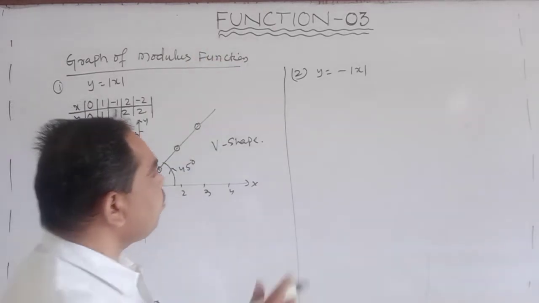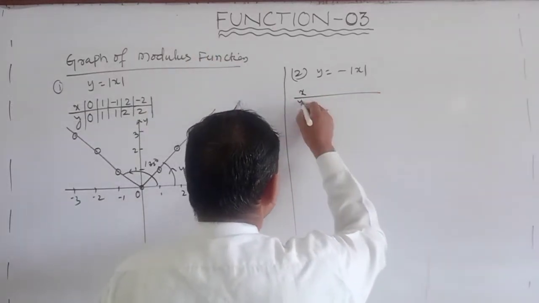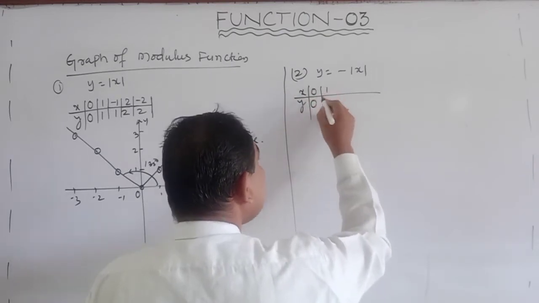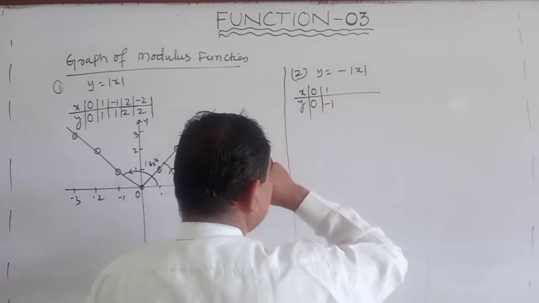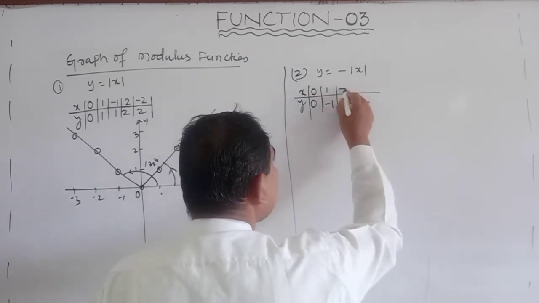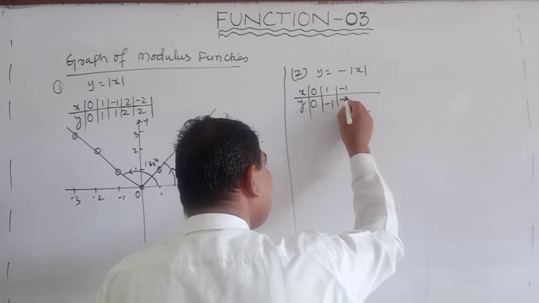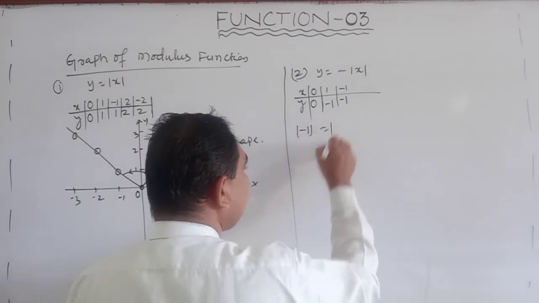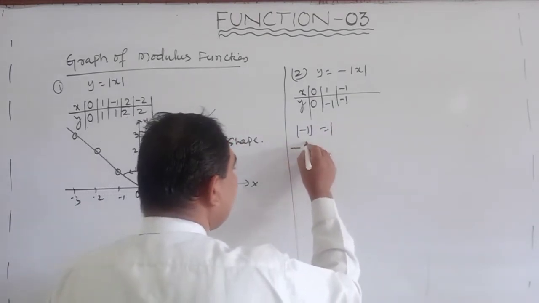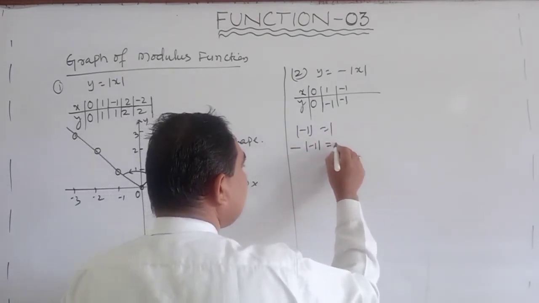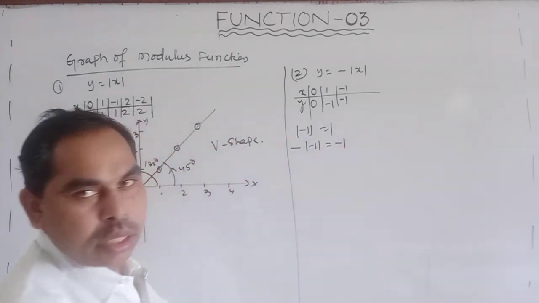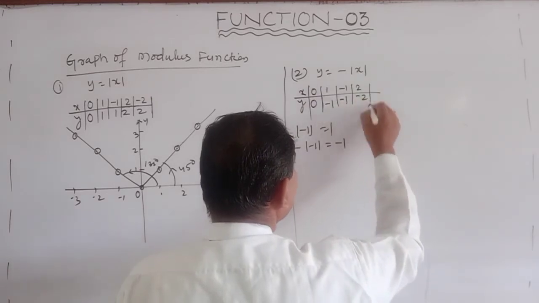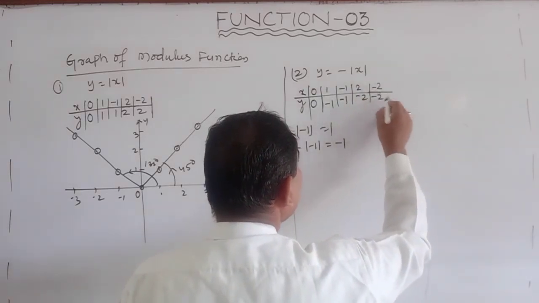Look, x and y. When x is equal to 0, y is 0. x is equal to 1, y is equal to minus 1. x is equal to minus 1, y also minus 1, because mod of minus 1 is 1, so minus of mod of minus 1 is minus 1. When x is equal to 2, y is minus 2. x is equal to minus 2, y also minus 2.